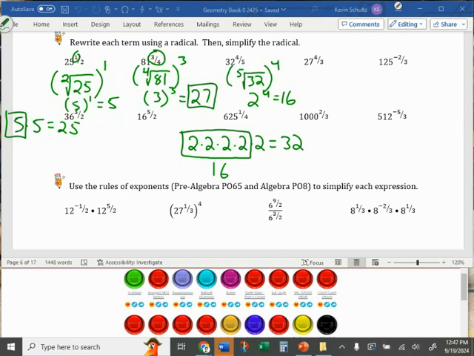Right? The next one is an improper fraction. That can happen too. Nothing really changes though. This 27 is still going to be the base of the root. What's the degree of this root going to be? 3. Still the denominator. Right? So the cube root of 27 is 3. We're taking that to the 4th power and we get 81.